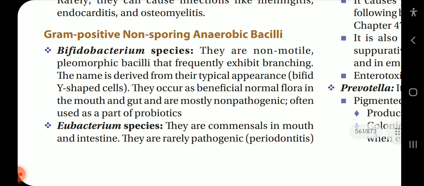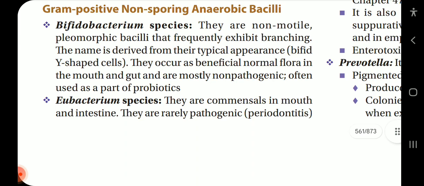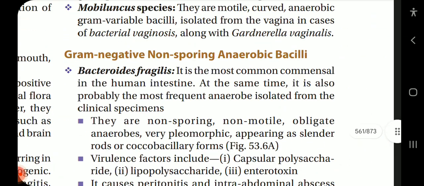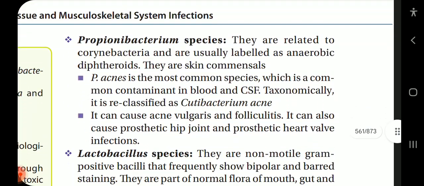Gram-positive non-sporing anaerobic bacilli. Bifidobacterium species are non-motile pleomorphic bacilli that frequently exhibit branching. The name is derived from the typical appearance of bifid, Y-shaped cells. They occur as a beneficial normal flora in the mouth and gut and are mostly non-pathogenic, often used as a part of probiotics. Eubacterium species are commensals in the mouth and intestine. They are rarely pathogenic. Periodontitis.